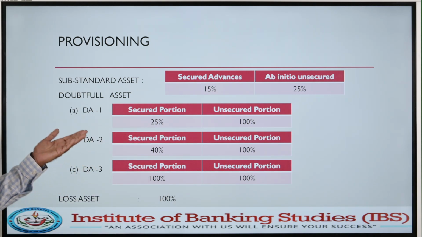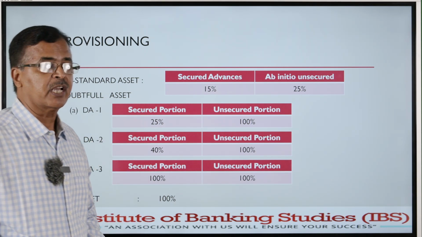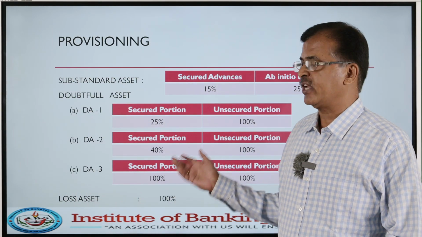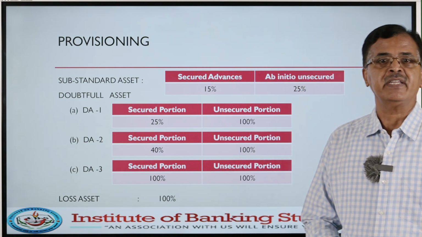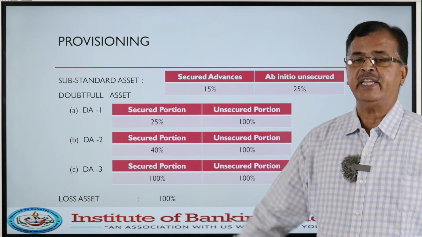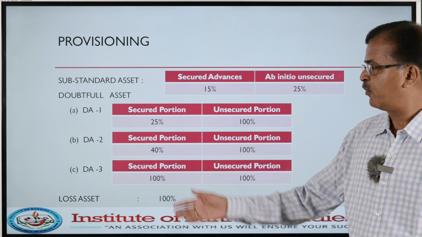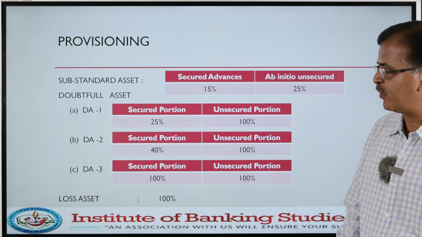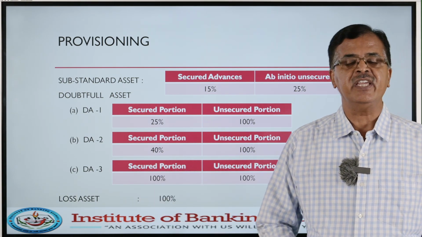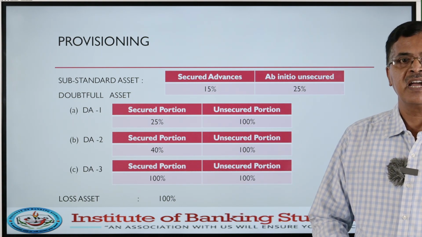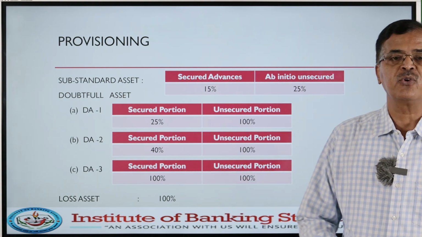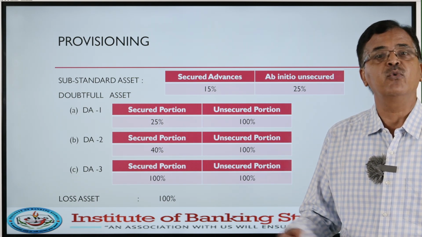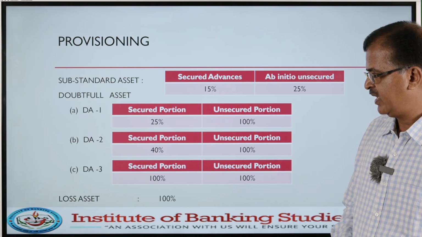Number 2, for doubtful assets category 1, DA1, the secured portion requires 25% provision. For the unsecured portion, 100% provision is required. For DA2, doubtful asset category 2, the secured portion attracts 40% provision, and the unsecured portion attracts 100% provision. Doubtful asset category 3, the secured portion attracts 100%, and unsecured also attracts 100%. So when the asset is resting in the DA3 category, uniformly 100% will be the provision.